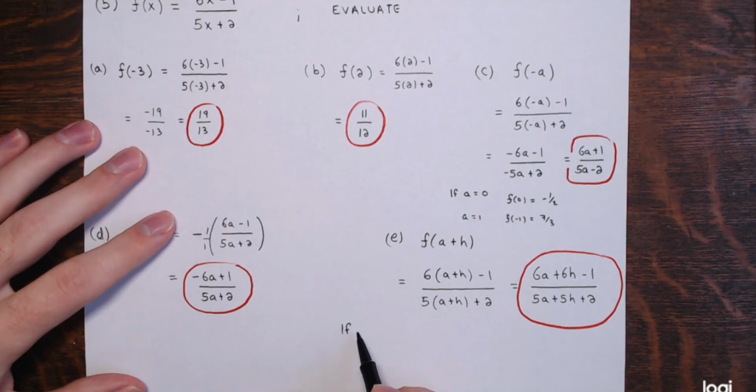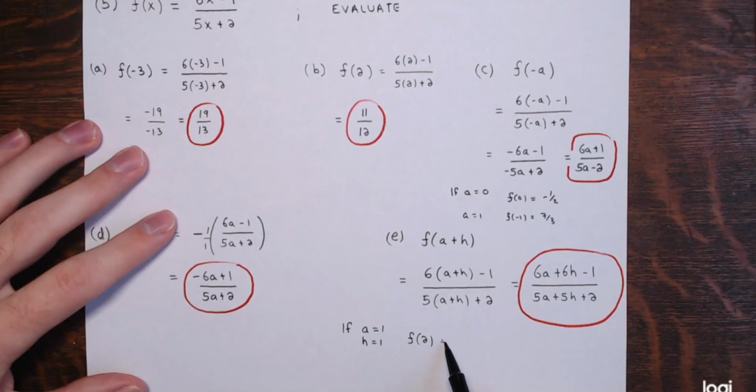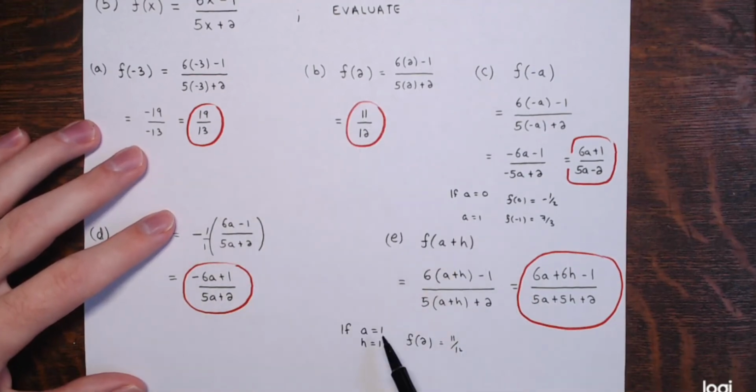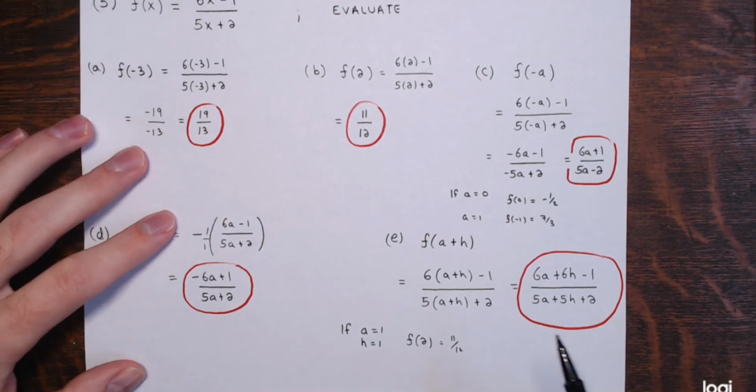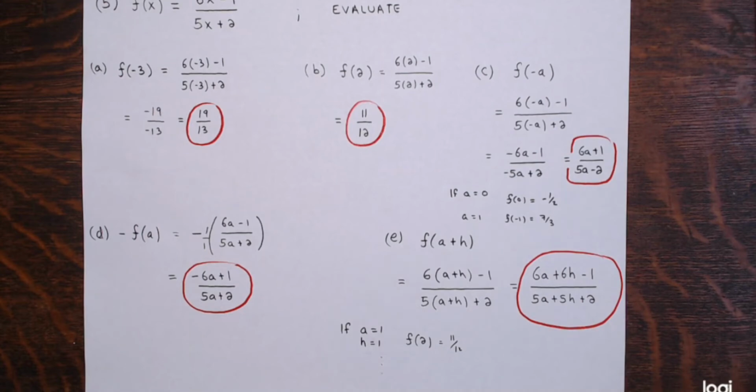So how about if a and h are both 1 again. If a was 1 and h was 1, you'd have f of 2. Now we've already seen f of 2. It should be 11/12 from part B. See, 1 plus 1? Well, it would be 6 plus 6 minus 1. That's 11. 5 plus 5 plus 2, that's 12. 11/12. Right. And again, you can replace a and h with really any numbers you want, as long as the denominator is not going to be 0.